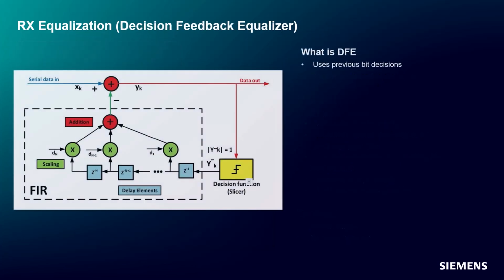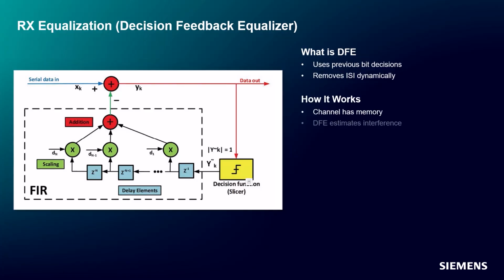Next, we have the decision feedback equalizer, or DFE. The DFE works differently from other equalizers. Instead of filtering the incoming signal directly, it uses previous bit decisions to remove interference from the current bit. As we've seen, the channel has memory, meaning previous bits affect the current signal. The DFE estimates this interference and subtracts it from the signal.